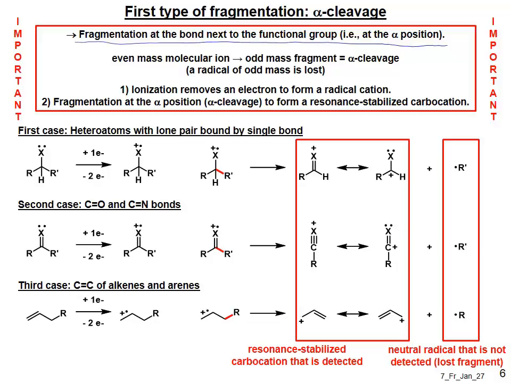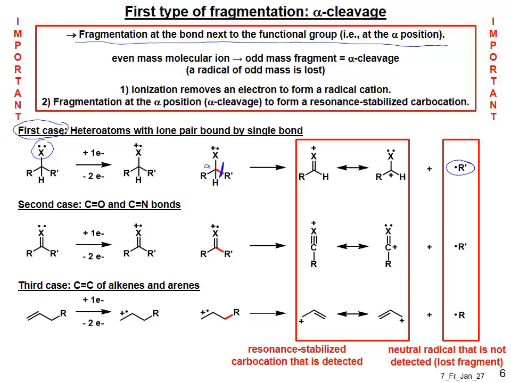For example, if you look at our first case at the bottom here, you can see that if we have a heteroatom that has a lone pair, the alpha cleavage is going to occur. We're going to lose a group that has a bond at the alpha position here, so that we are going to obtain this radical in the end.